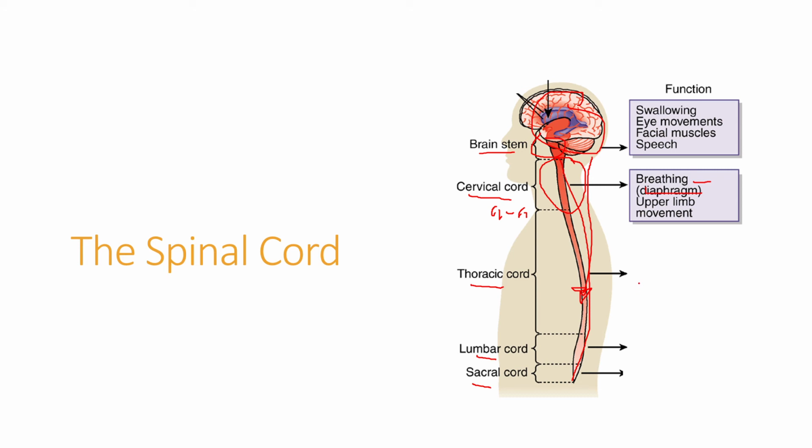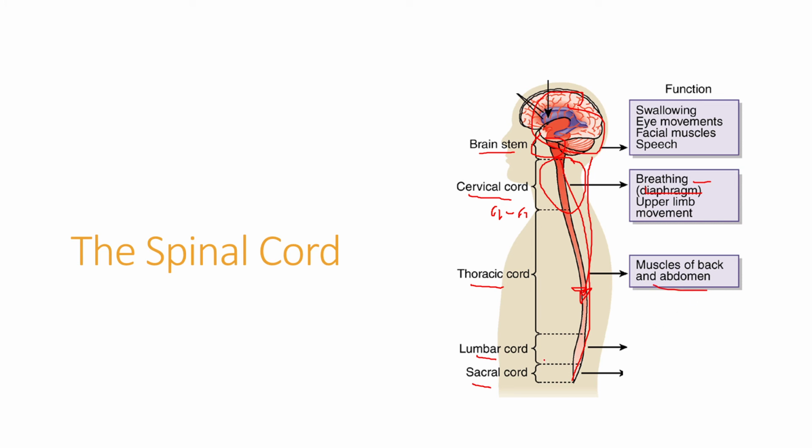Then we have the thoracic cord. The thoracic spine is the longest region of the spine. It controls motor and sensory signals, mostly of the upper back, chest, and abdomen.